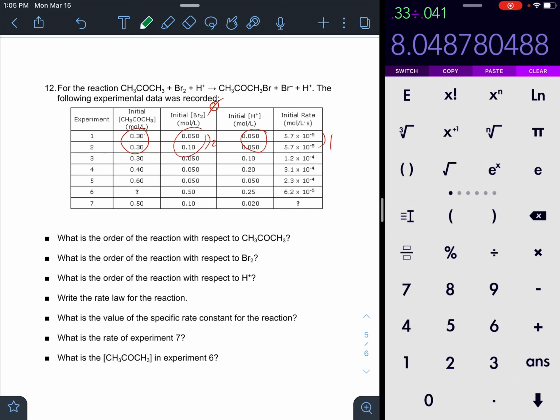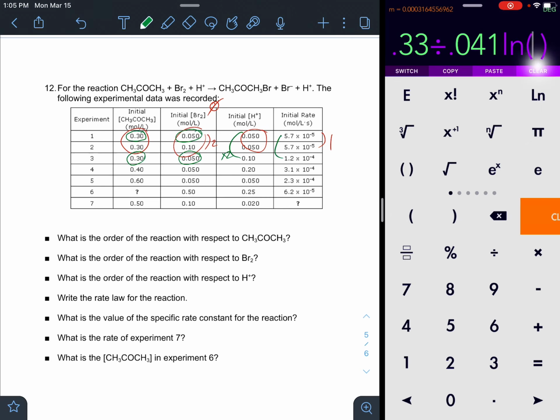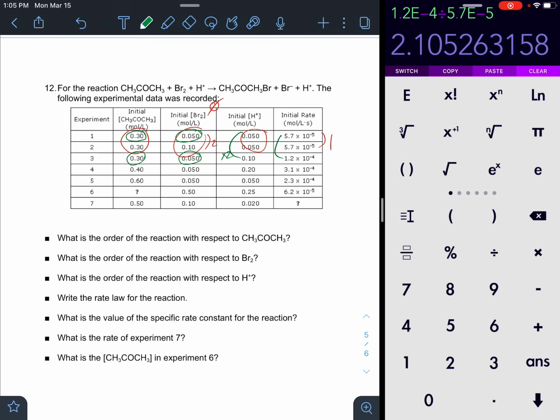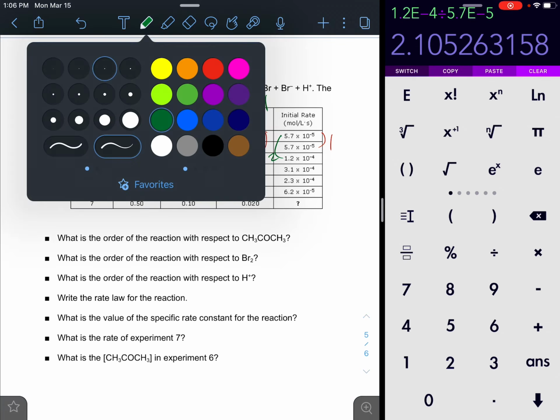Let's look at the next one. We have this one and this one are the same. This one and this one are the same. And this one has a change. This one is times 2. And so let's look here. That looks like essentially times 2 as well. So E negative 4 divided by 5.7 E negative 5. Yeah, so that's about 2. So that's a power of 1. To make sure that they're equal, they have to have the same exponent.